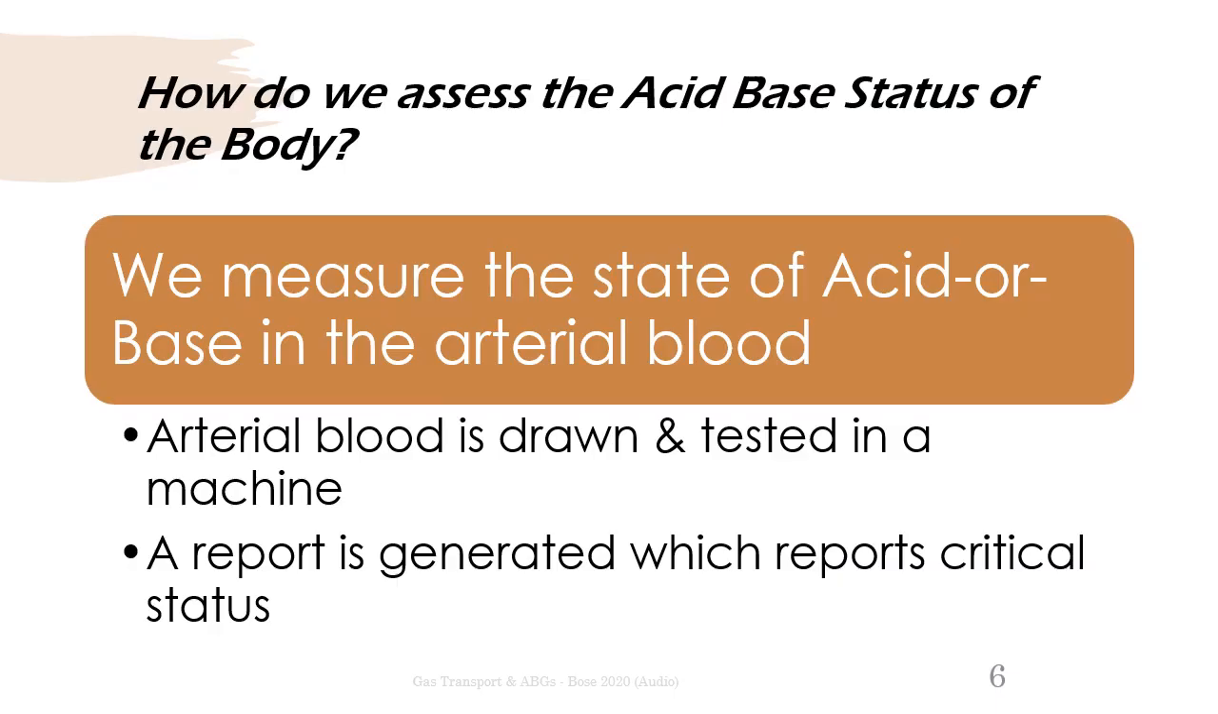When the body is in a critically ill state, the acid-base status, which is usually in balance, can easily get disrupted. It is therefore vitally important to closely monitor the acid-base status. Acid-base status is determined by drawing arterial blood and getting a computer to analyze the levels of pH, PaCO2, bicarbonate, PaO2, along with base excess and anion gap. This test is called the arterial blood gas report.